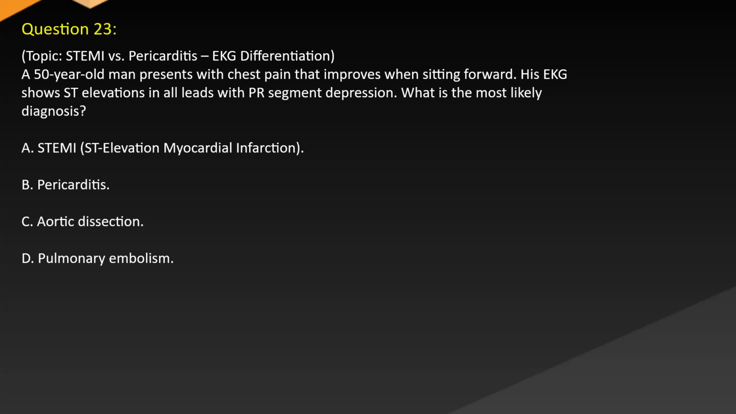Question 23. Topic: STEMI versus pericarditis differentiation. A 50-year-old man presents with chest pain that improves when sitting forward. His EKG shows ST elevations in all leads with PR segment depression. What is the most likely diagnosis? A. STEMI, myocardial infarction. B. Pericarditis. C. Aortic dissection. D. Pulmonary embolism.